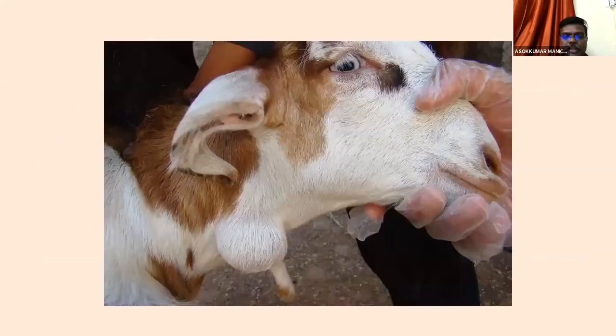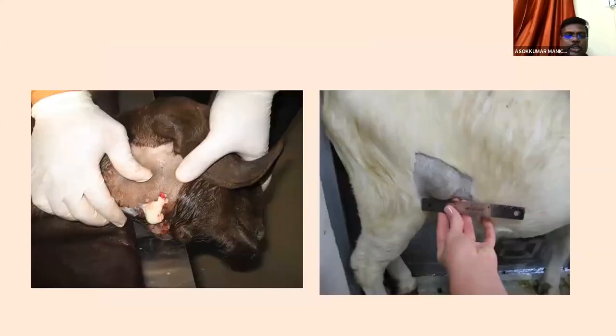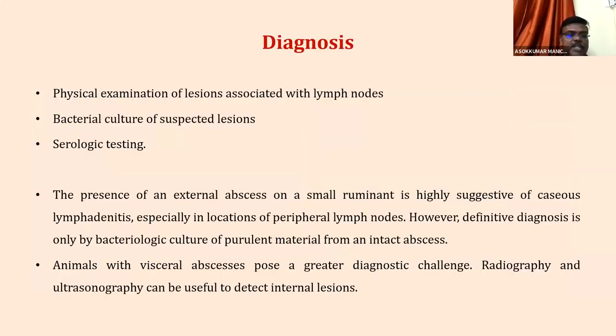So this is the condition of caseous lymphadenitis in a goat. You can see the pyogranulomas. Once you make an incision, or if you apply pressure, the pus will come out. Diagnosis is usually by physical examination of lesions associated with the lymph nodes.